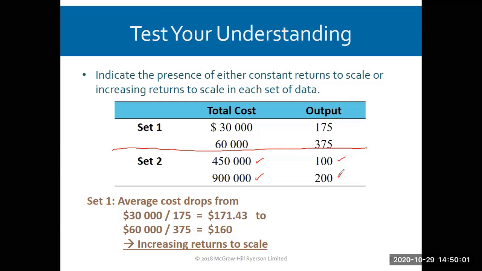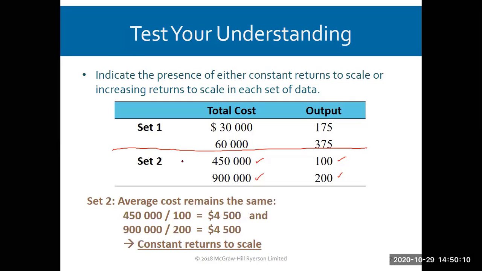But let's calculate it. So if I click to the next slide, we'll see that the calculations are exactly the same as what they just did. Here we've got our 4,500. We divide that by 100. That's this divided by that. And then we've got our 900,000 divided by 200. That's that divided by that. And in both cases, you get an average total cost of 4,500. So because we've increased the scale of our plant, but the average costs stay the same, that's called constant returns to scale.